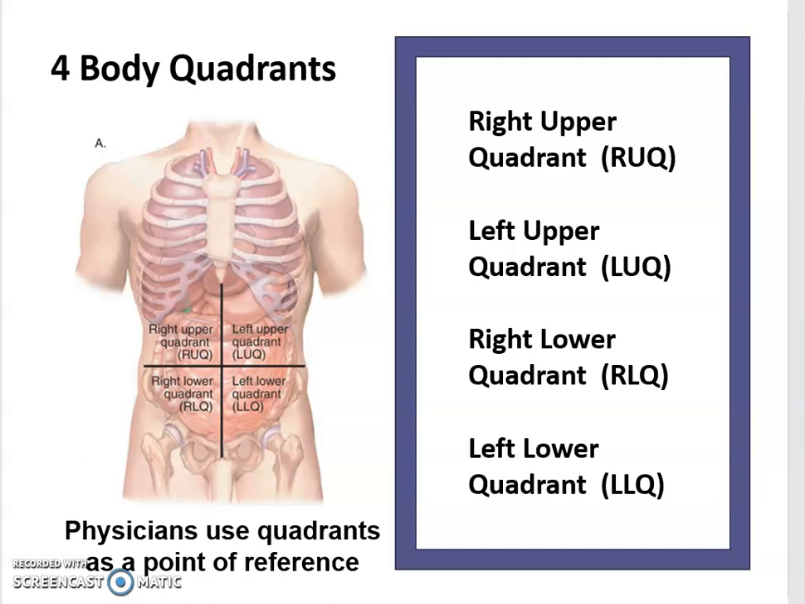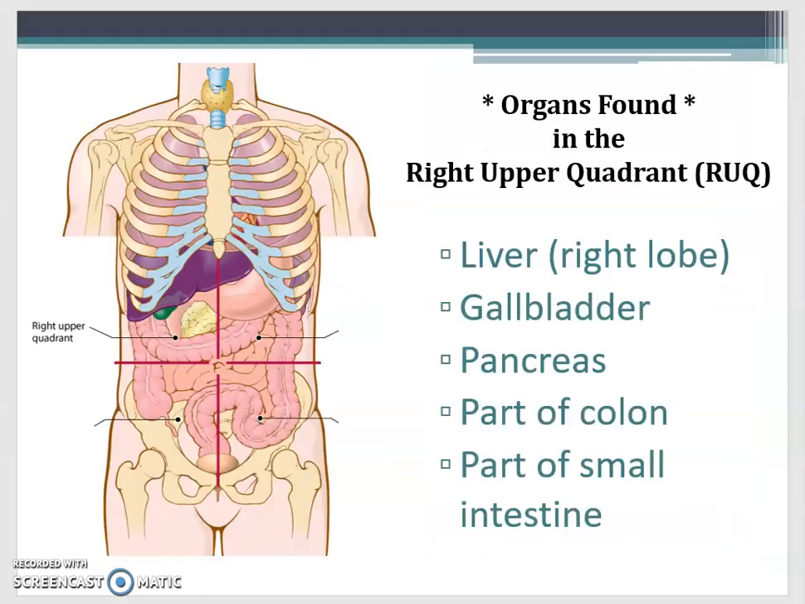The list is on the right, and it has its accompanying abbreviation. Right upper quadrant, RUQ. Left upper quadrant, LUQ. Right lower quadrant, RLQ. Left lower quadrant, LLQ. It's always the direction first, either right or left. Then the second word will always be upper or lower. And the third word's the easy one. It's always going to be quadrant.